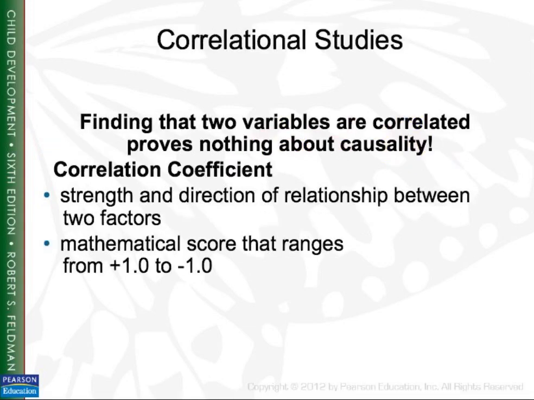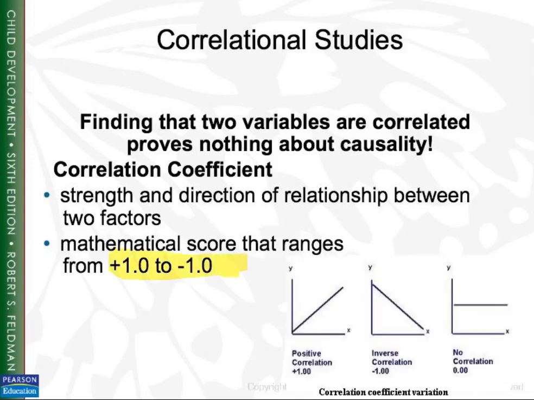The correlation coefficient looks at how strong the relationship is between two factors, and there's a score of +1 to -1. So a positive coefficient, positive correlation, says that when something goes up, the other thing goes up. For example, the more you study, the better your grades will be. So your studying increases and your grades increase. That's a positive correlation.